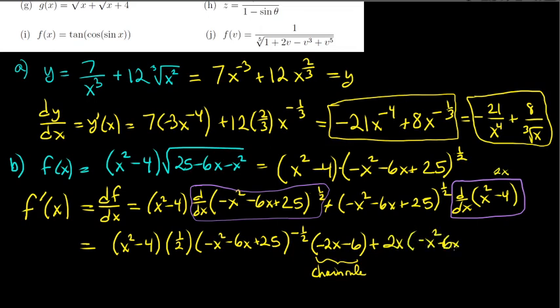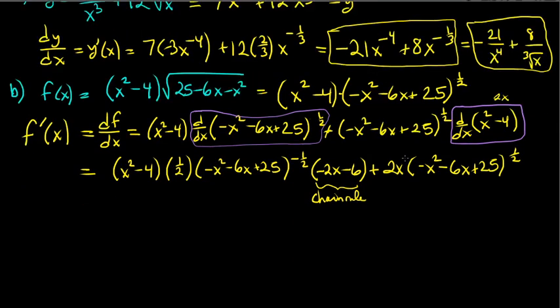Oops, minus 6x. Let me try that again. Negative x squared minus 6x plus 25 to the positive 1/2, right? Okay, but we can't leave it like this. We got a lot of work to do to simplify this.